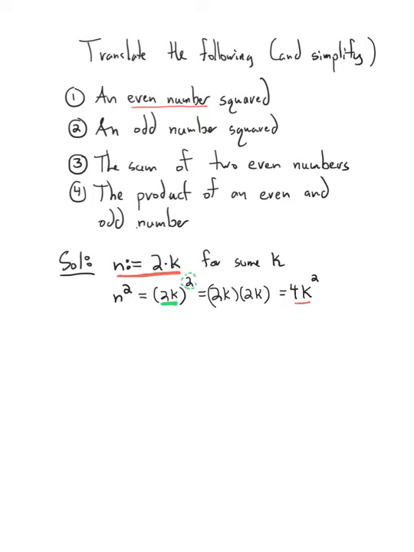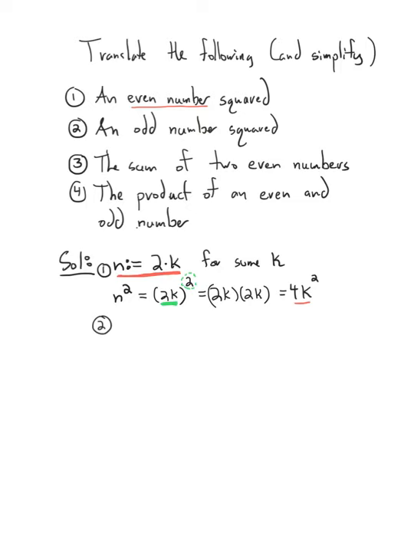So that was 1. Now try to do it for number 2. Do an odd number squared. Pause the video. See if you can write down and simplify an odd number squared.